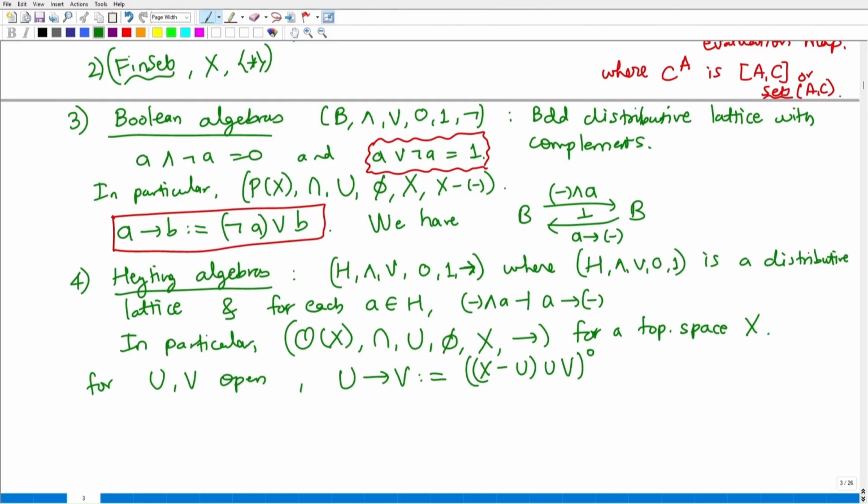And for U open, you can also define this negation. Negation U is defined to be the interior of X minus U. So what will be the V? U implies 0. Okay, so U implies 0 is defined to be the pseudo complement, the so-called pseudo complement.